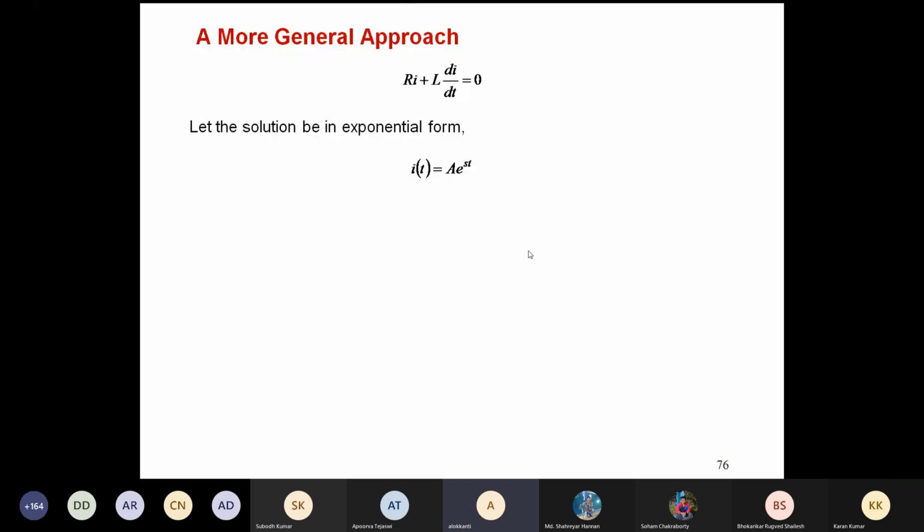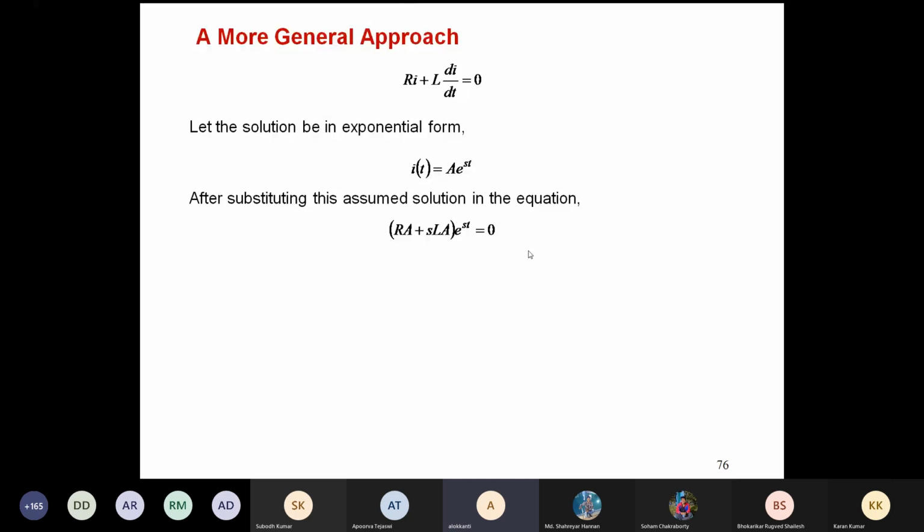If you substitute the assumed solution in the equation, for Ri you can directly put the value of i, and for L di/dt you have to differentiate. Differentiating gives s A e to the power st. So you get RA and e to the power st is common. So you get RA plus sLA, multiplied by e to the power st, is equal to 0.